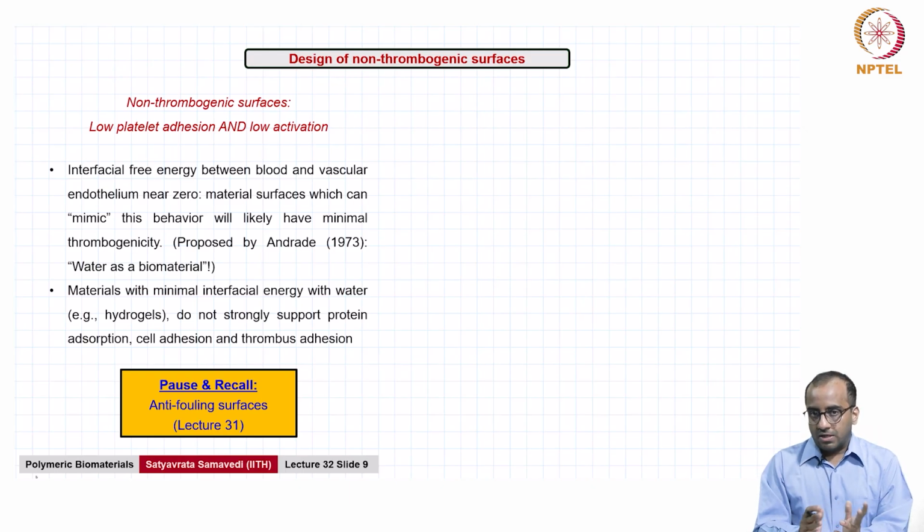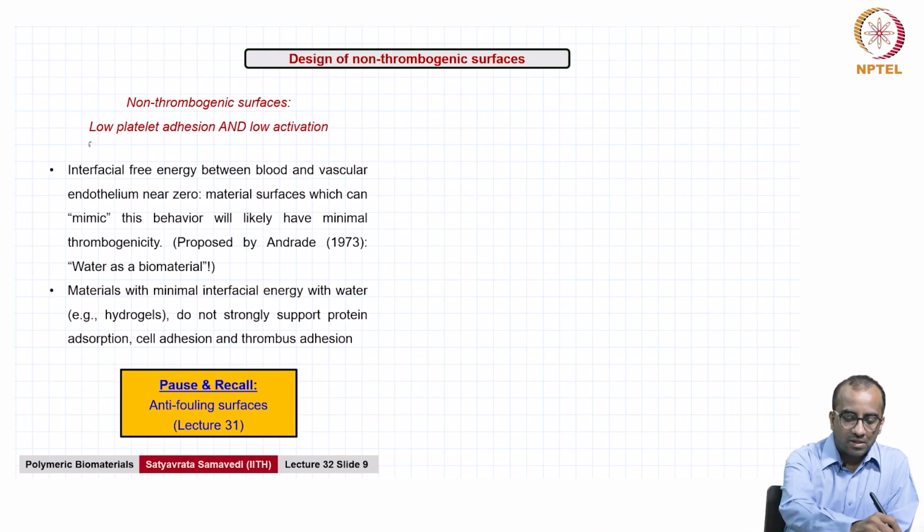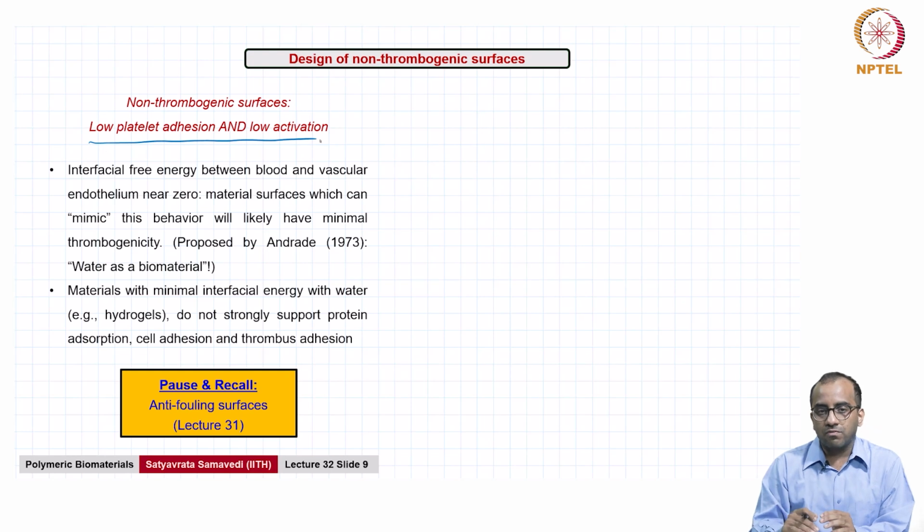Now, that we have a reasonably good understanding of how platelets get activated and thrombus formation occurs, we can now start to think about, from a biomaterial or a design perspective, how to design non-thrombogenic surfaces. And we note that non-thrombogenic surfaces have to do both with low amounts of platelet adhesion and low activation.